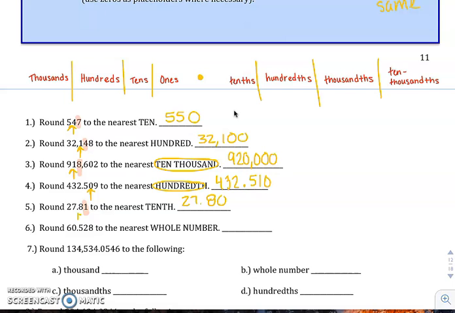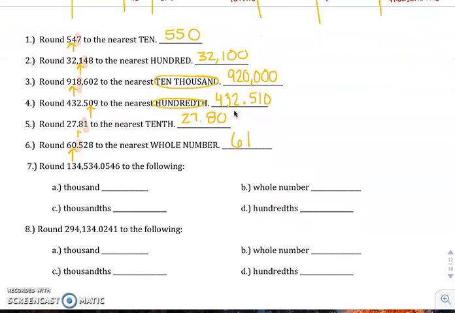Round 60.528 to the nearest whole number. So the whole number, sometimes we'll also just say whole number instead of the ones. So that's the same thing. So whole number is the same thing as the ones. So that's going to be that guy right before the decimal. So the 0, is it going to stay 0? Or is it going to get bumped up to a 1? The 5 is going to bump it up to a 1. So the nearest whole number would just be 61. All right, why don't you guys try 7 and 8?